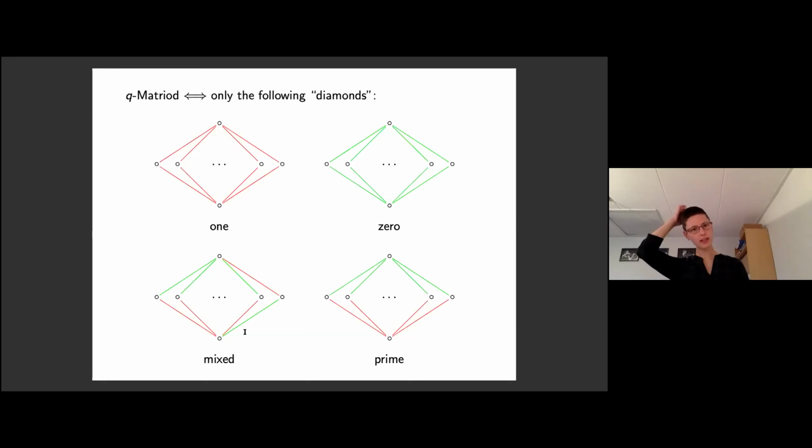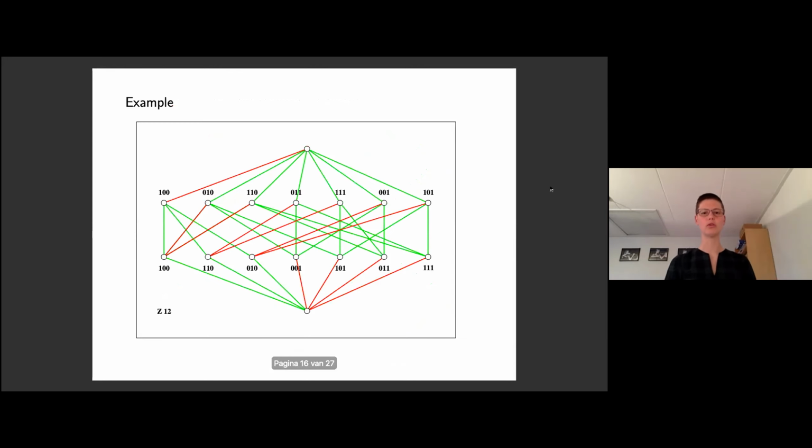And the interesting thing is that we saw before these independence axioms, they actually wouldn't exclude the mixed diamond that has more green lines below. But you can show that these 4 things actually imply the rank axioms for the q-matroid and also the other way around. Well, let's see some examples of how these q-matroids look.